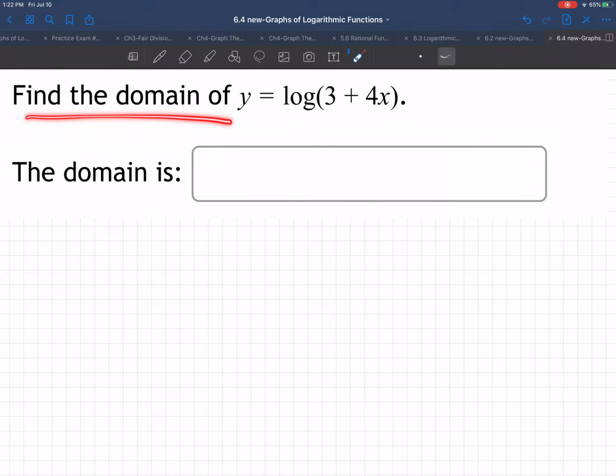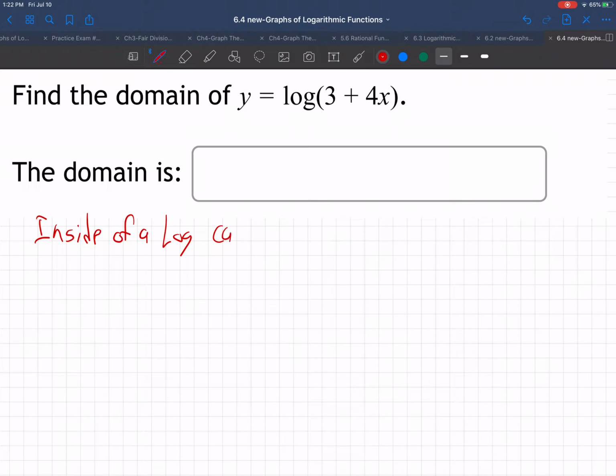Find the domain of y equals log of 3 plus 4x. So what's the domain? Well, the inside of a log cannot be 0. You can try it on your calculator. Log of 0 will give you an error.